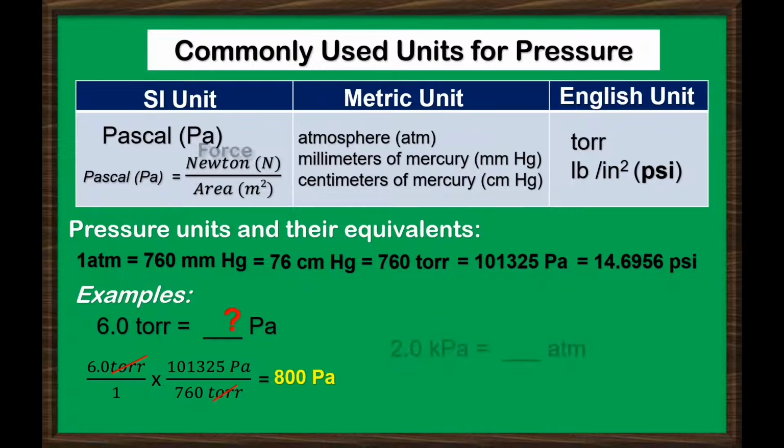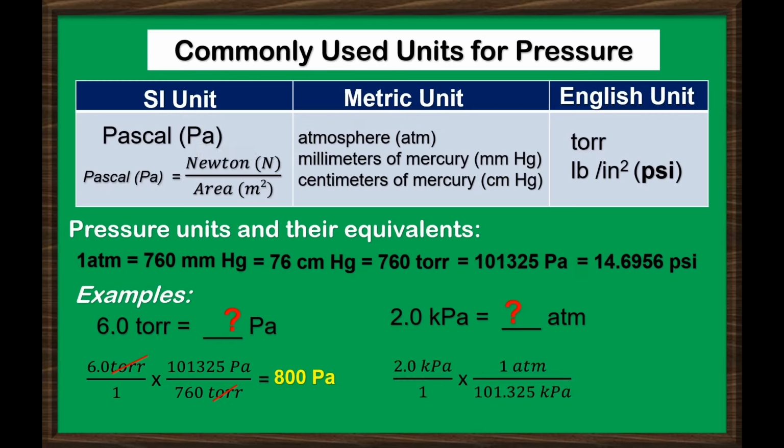Let's have another one. What is 2.0 kilopascal in atmosphere unit? Remember, kilo is a prefix which is equal to 1,000. By moving the decimal point from right to left 3 times, we can convert Pascal into 101.325 kilopascal. Now we can cancel the unit kilopascals. The value of the pressure is 0.02 atmosphere.